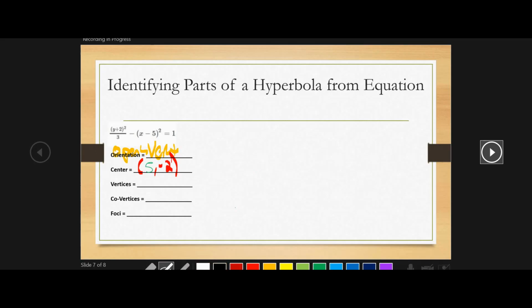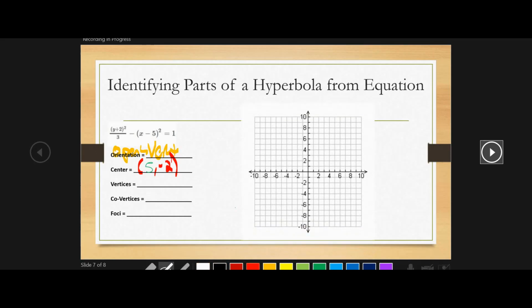Vertices. All right, so this is our A. But for the vertices, it's going to be H, comma, K, plus or minus the square root of 3, because that's what A is. And this will be H plus or minus B, which is 1. Since I wrote the square root of 3 there, I'll just write 1, comma, K.